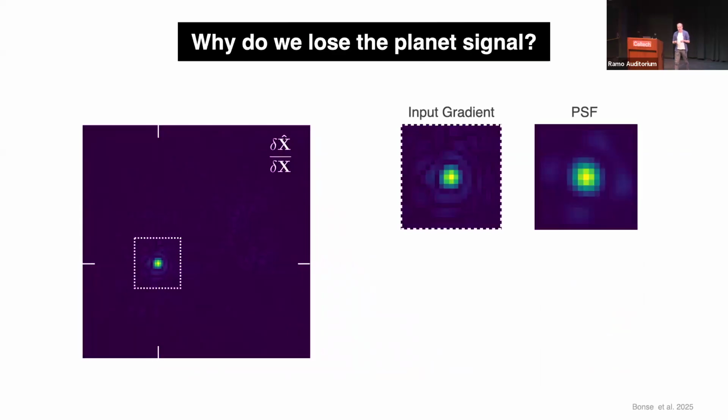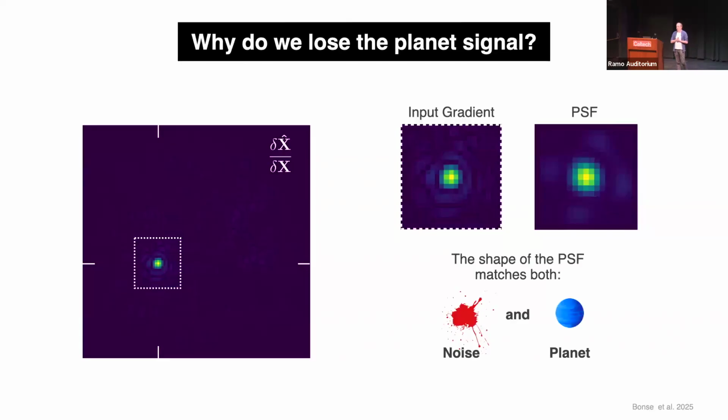So what's happening here is if you push to a very high number of components, PCA learns the telescope point spread function. And that's a really good model for the speckle noise because the speckles will look like the telescope point spread function. There's only one issue. Planet also looks like the telescope point spread function. So we get rid of basically everything in our data if we push to high components. And this result motivated me to build a new post-processing method that overcomes this limitation of PCA.